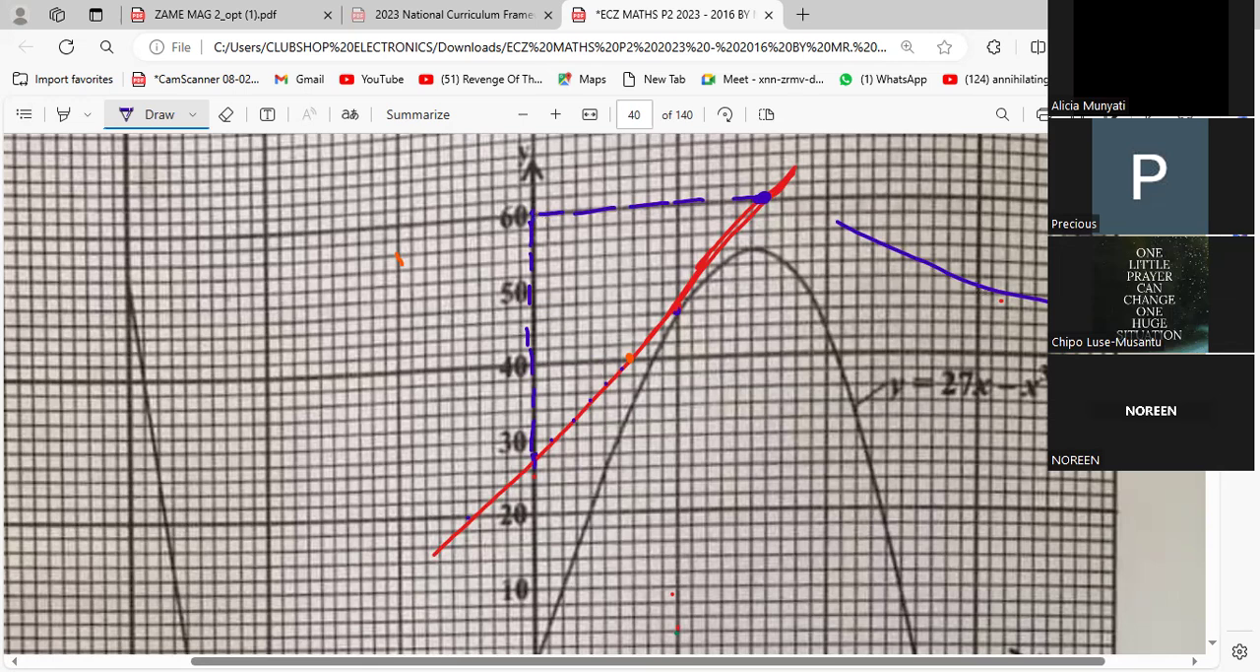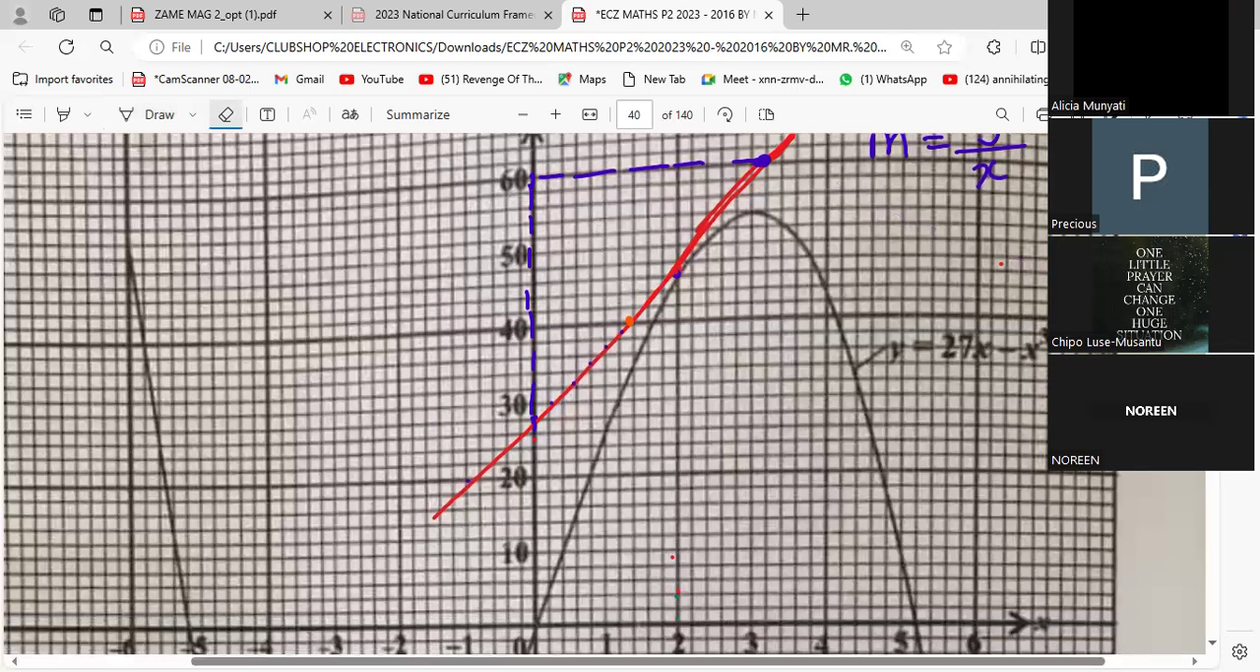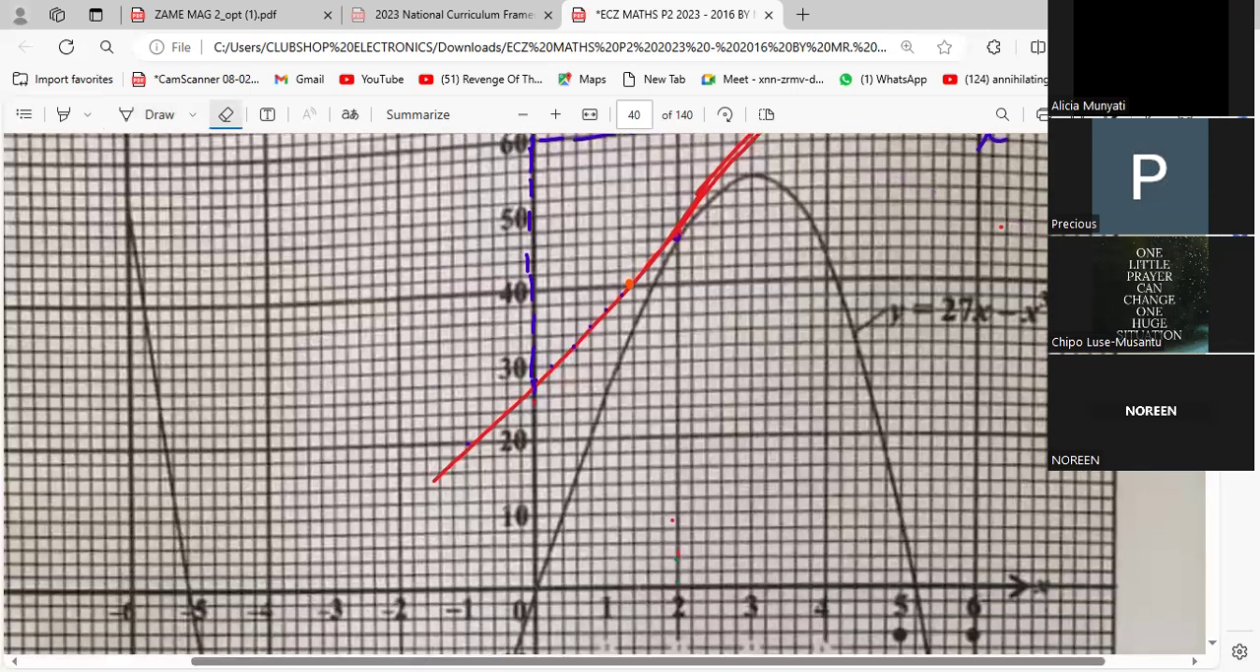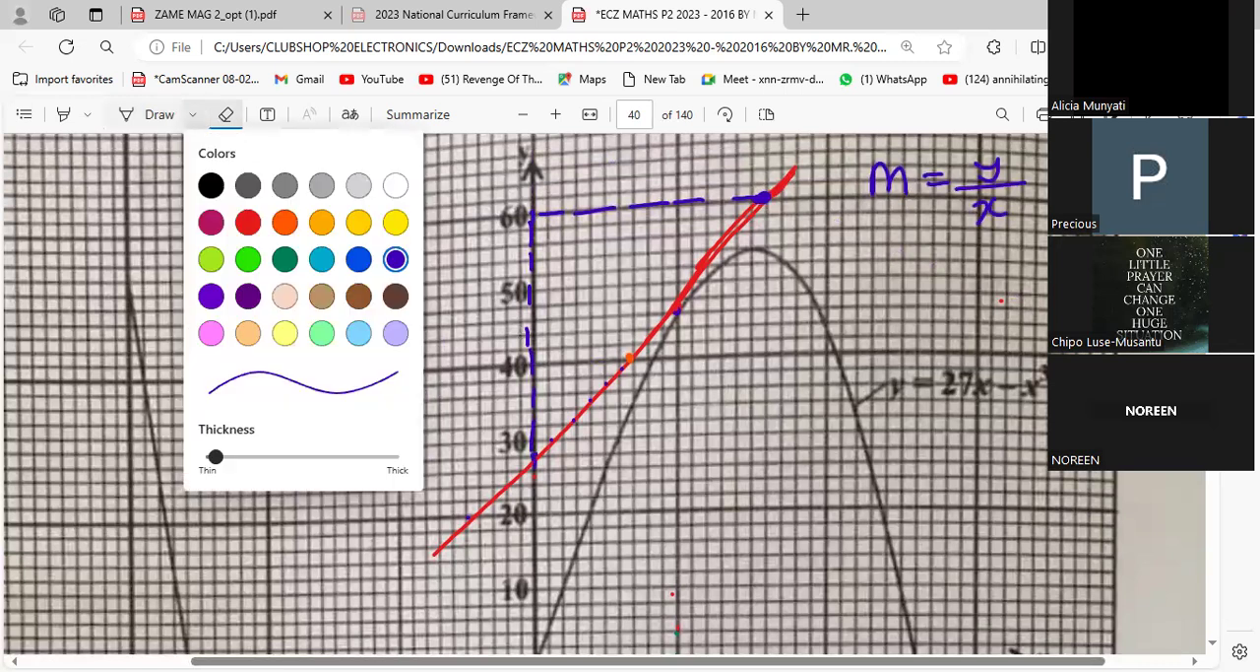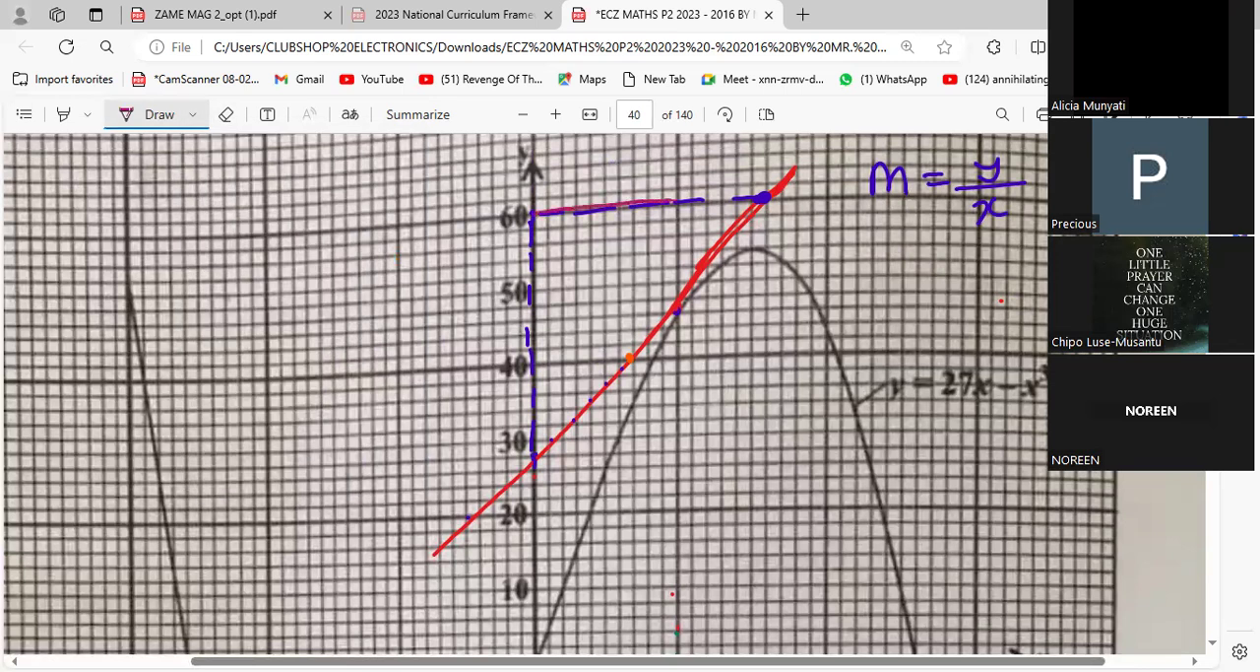Yes. So our gradient is denoted by m. Gradient is equal to y divided by x. That's what it means. You know that the horizontal axis is the x-axis, and the vertical is the y, isn't it? Is that fine? Yes, sir. So what you need to do is check how far this point is. This is x, isn't it? You can even check it from here.